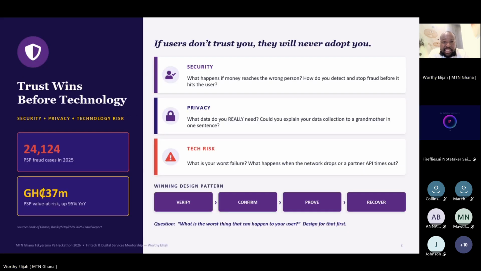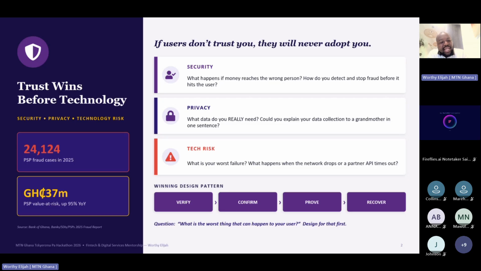So Kwame, this will go into detail with more of the question that you asked, right? If users don't trust you, they will never adopt you. A technology that wins must have the trust of people. Now, I am supposed to talk on the fintech and the digital money ecosystem space, and I just took some few statistics. When you look at fraud cases alone, the payment services platforms recorded more than 24,000 issues in 2025, and currently in 2026 it is even worse.